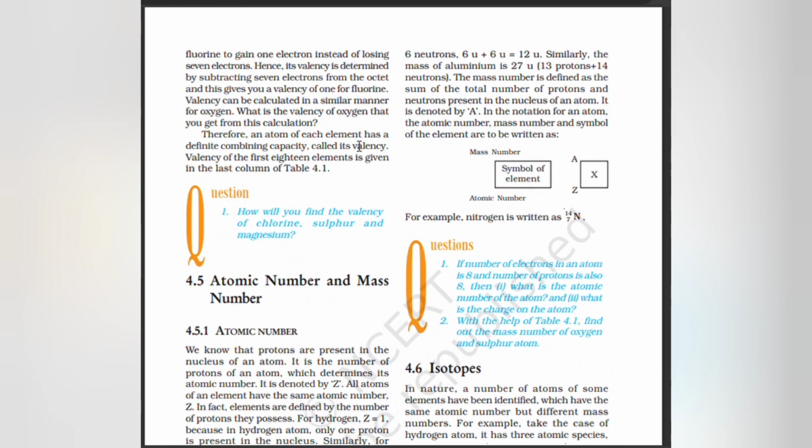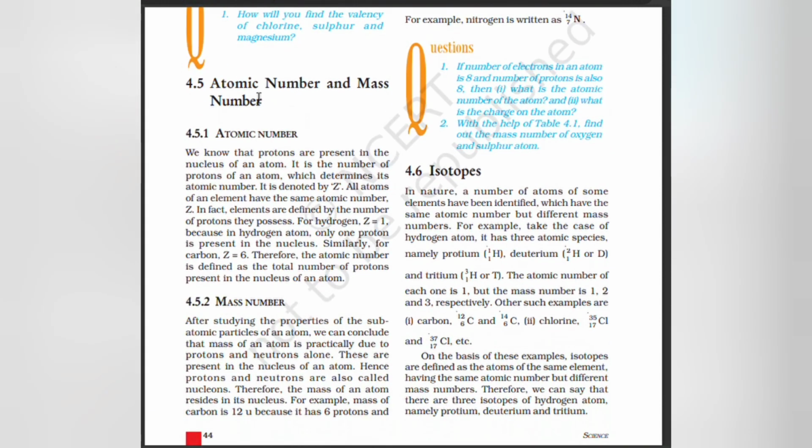Therefore, an atom of each element has a definite combining capacity, called its valency. The valency of the first 18 elements is given in the table. Atomic number and mass number. Atomic number: we know that protons are present in the nucleus of an atom. It is the number of protons of an atom which determines its atomic number. It is denoted by Z.